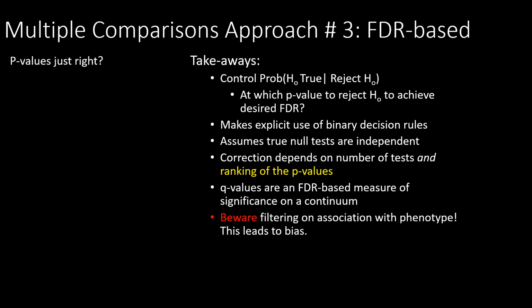We saw that the Q-value is an FDR-based measure of significance that can be on a continuum, but we want to be aware of how we're filtering before we carry out these calculations, because so much of it depends on looking at the distribution of the p-values that you have in your p-value vector. So if you start filtering out based on statistical significance, then you're skewing your distribution of p-values even before you carry out this calculation. So we don't want to filter based on association with the phenotype, because that can bias your findings.